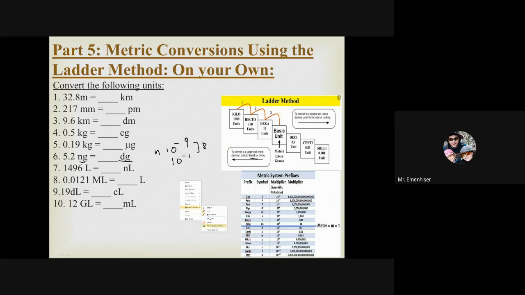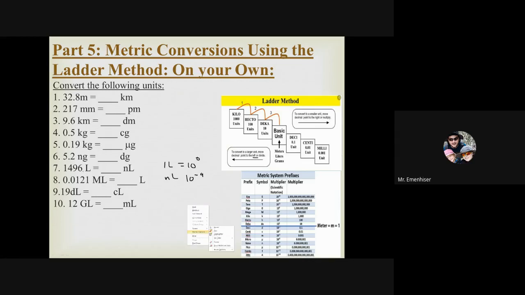Okay. Next one, liters to nanoliters. 1 liter is 10 to the 0. Nanoliters is 10 to the minus 9. All right, and we're going to a larger unit, so move your decimal to the left. So take this decimal here, move it to the left 9 times.